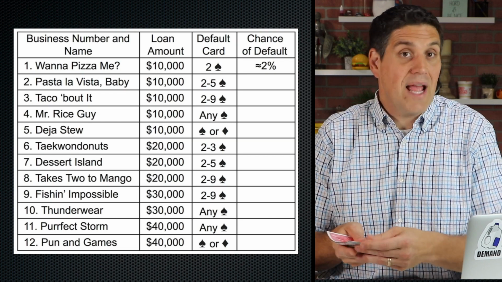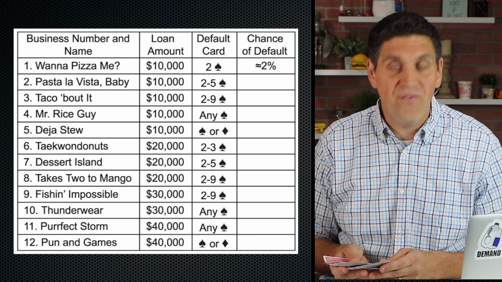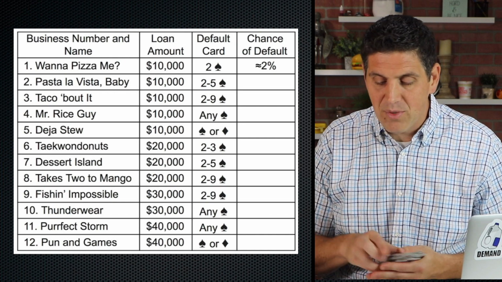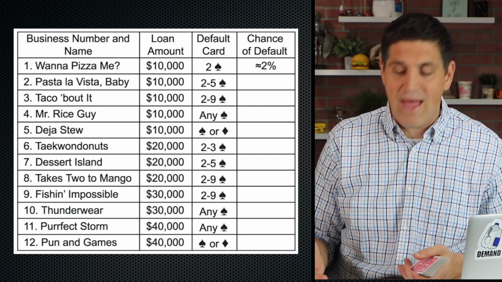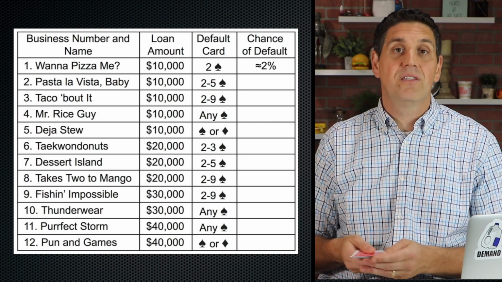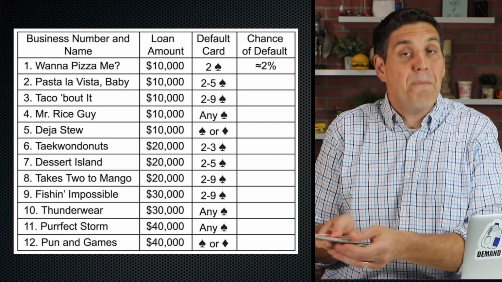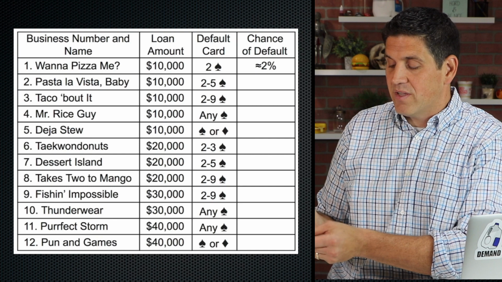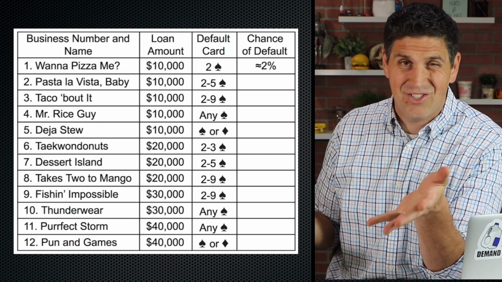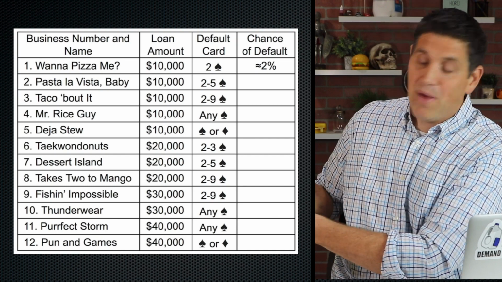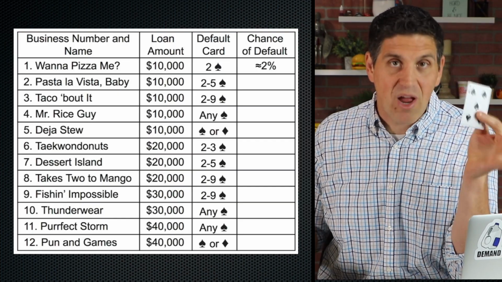Now, the chance of default depends on their default card. For Wanna Pizza Me, which is business number 1, they have a loan amount of $10,000 and their default card is the 2 of spades. That's the only card that, if they pick the 2 of spades, they're going to default on this loan. Obviously the chance of defaulting is extremely low. So let's go ahead and randomly pick, and 5 of spades, they're fine. And this card tells them how much money they earn.